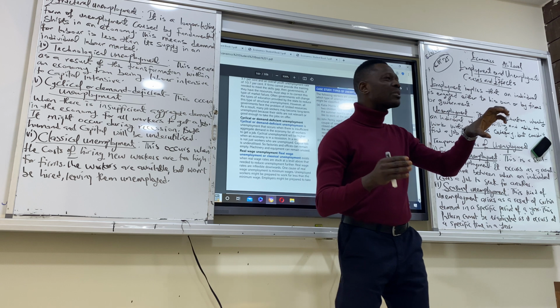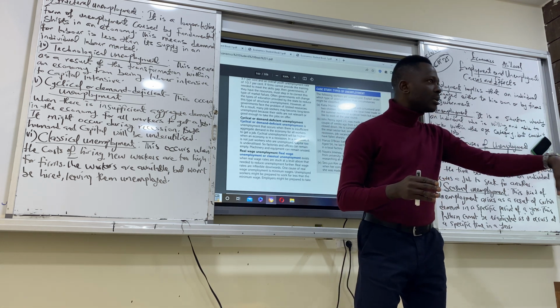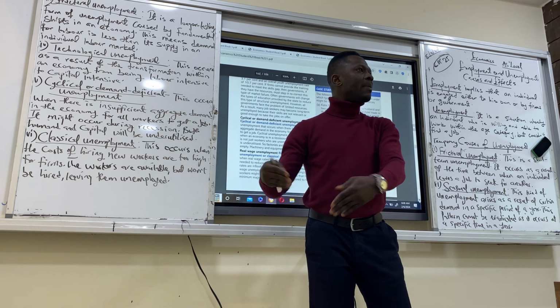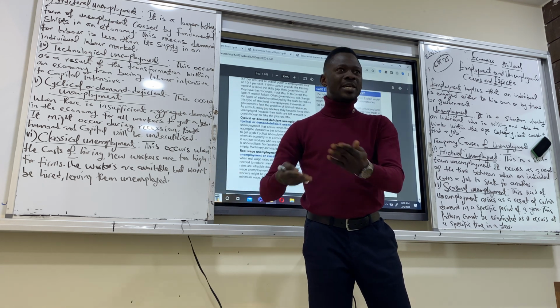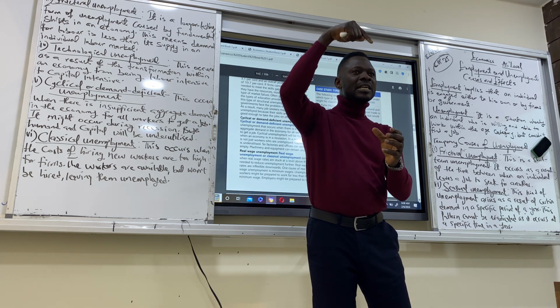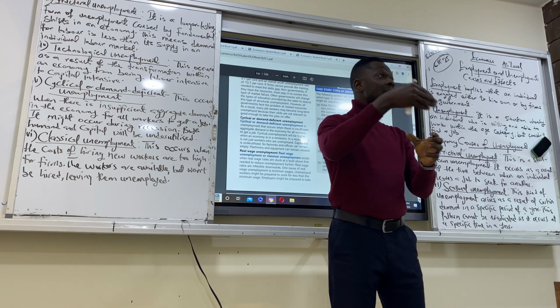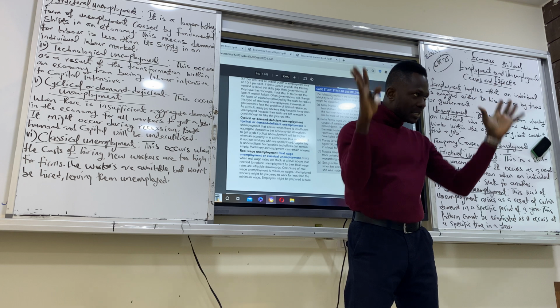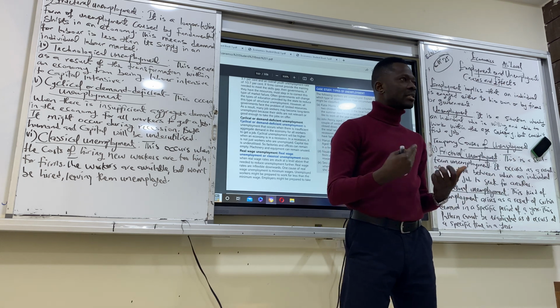That means we are talking about a specific market. The market for education, the market for health, the market for banking, the market for insurance. Do we get it? So if the demand in each market is less than the supply, it is structural. A specific structure. I think it's clear.